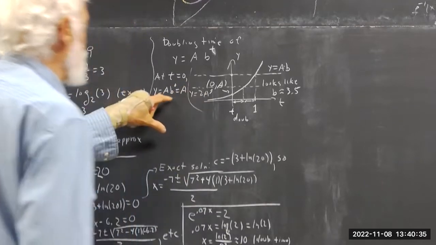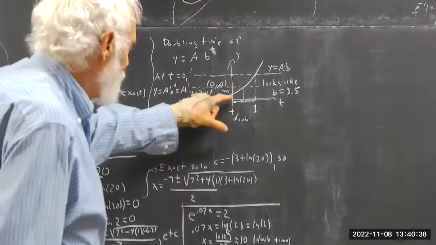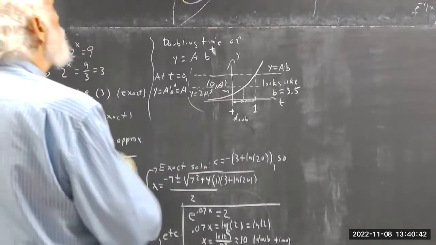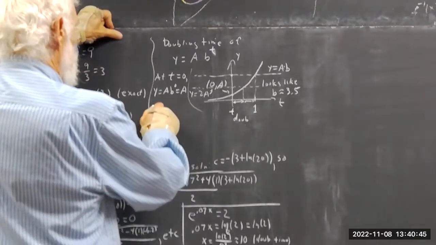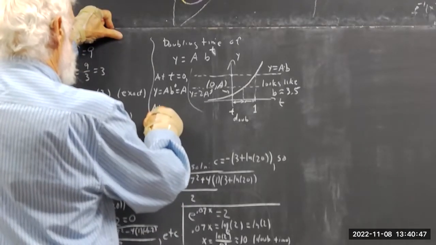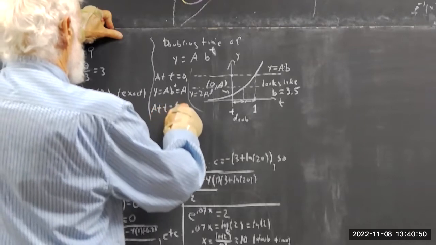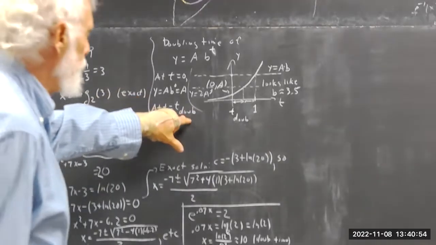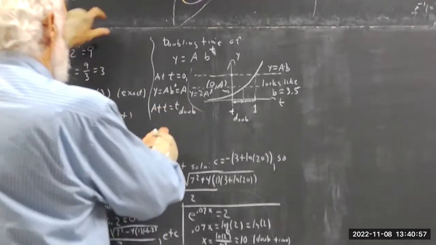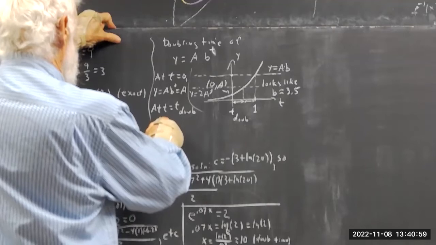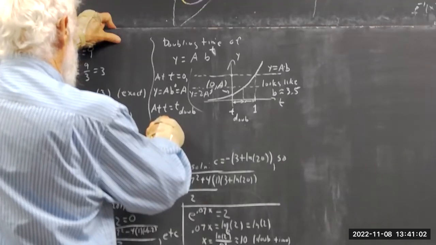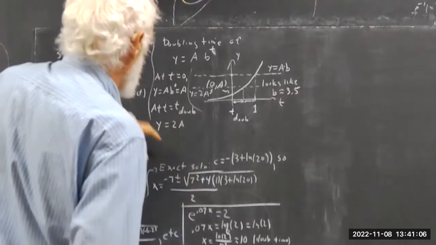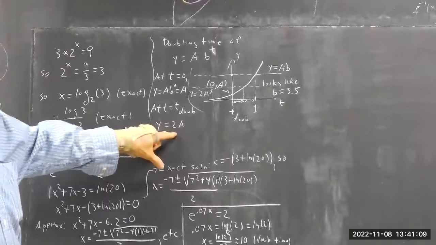Well, at t equals 0, y equals a, since b to the 0 equals a. We already used that to plot this point. At t equals t dub, y will have doubled. Y would equal 2a.